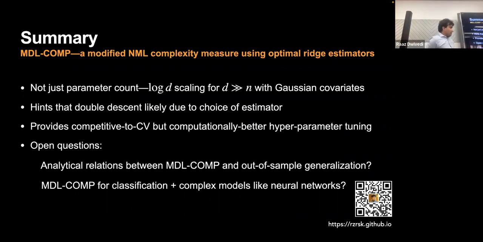The open questions are: how do we derive a good out-of-sample generalization bound? We have in-sample generalization bounds. And going beyond regression. So that's it.